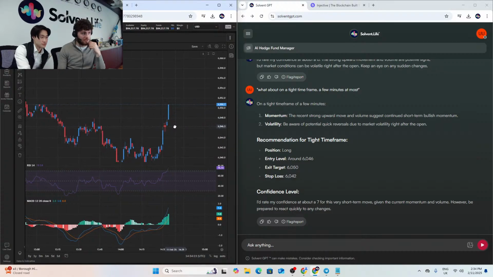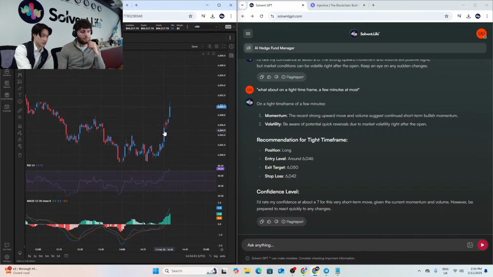That's a very big candle. I mean, to reiterate, it initially said so, and we asked it again as the direction changed.